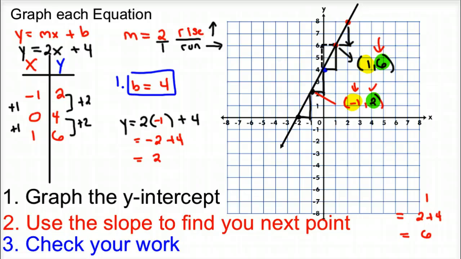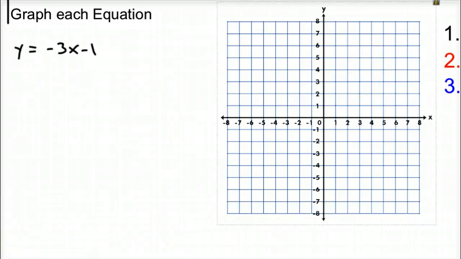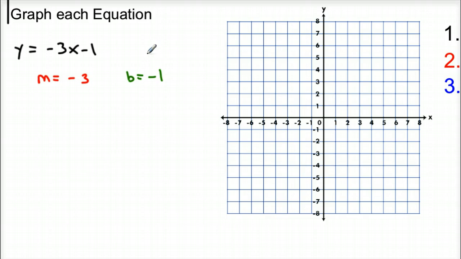Let's take a look at another example. y equals -3x minus 1. I'm going to take a couple shortcuts on this one. My slope here is m equals -3, and my y-intercept here is b equals -1. So again, let's start with our y-intercept, -1. Let's pop that point in.